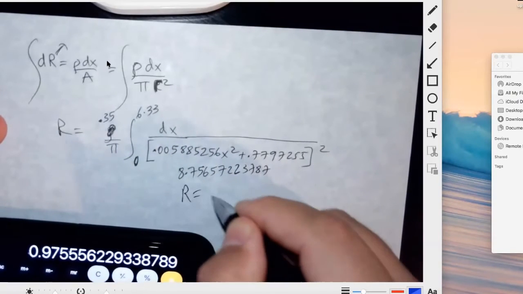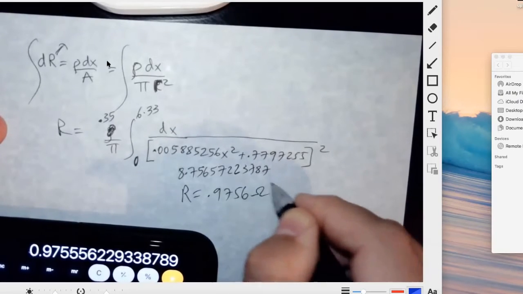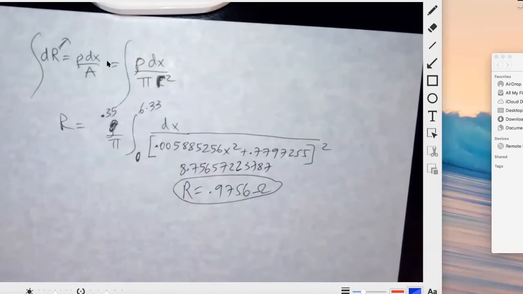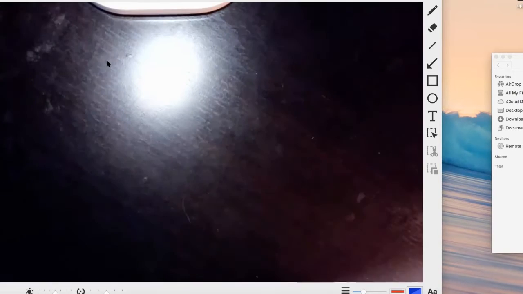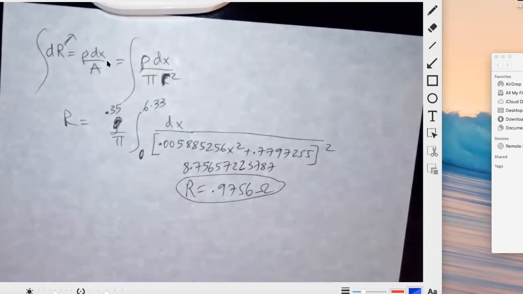The resistance came out 0.9756 ohms. Is that right? What was the previous resistance we got? Yeah, 1.16, so slightly smaller, right? Yep, you got it. Because it opens up, the area is changing, it does come out larger.